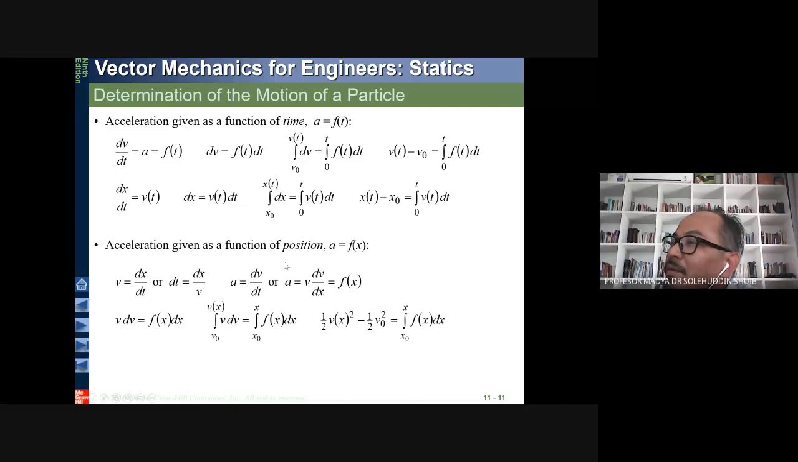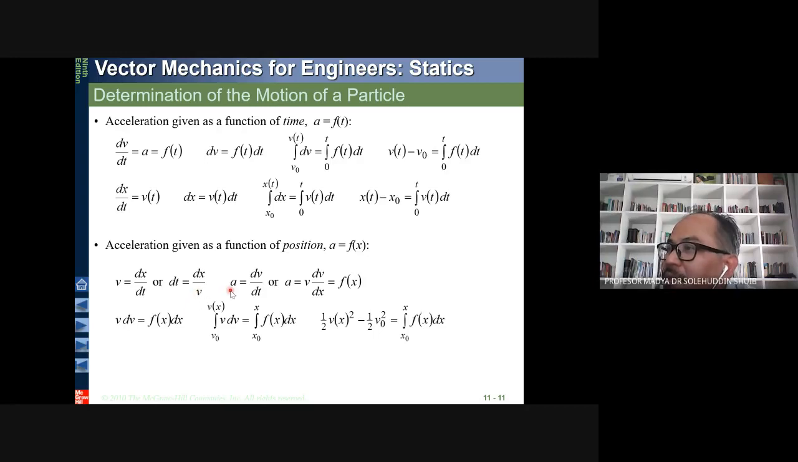Okay, when we have acceleration as a function of position, we start by writing a as a function of fx. And we start by writing here v equal to dx dt. We take dt, put it in front here, so we get dt equal to dx divided by v. All right, starting from here, dt equal to dx divided by v.